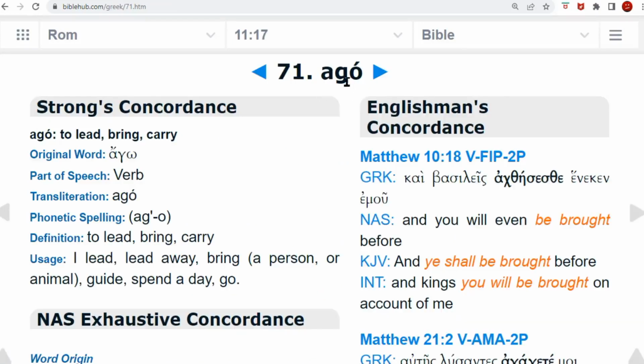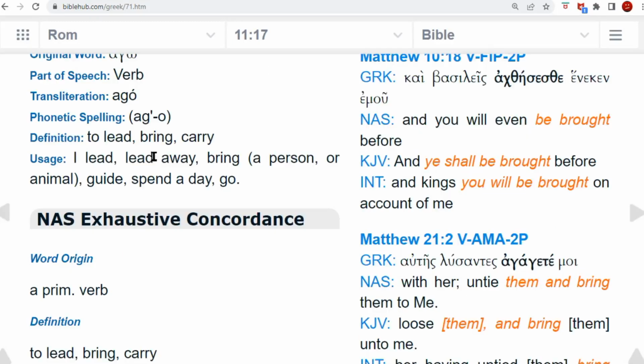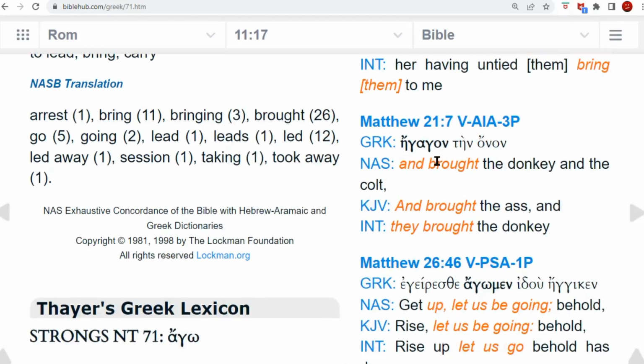And the base word is just A-G-O. But you can see here it's got the little mark up here above the A. And so it's agog, A-G-A-G-O. Agago, to lead. And this word just doesn't even belong in this category. It starts with the A, that's the only thing it has in common. But it's to lead, to bring, to carry. I lead away, to bring. And when it's here, it's no gauge, gag on.